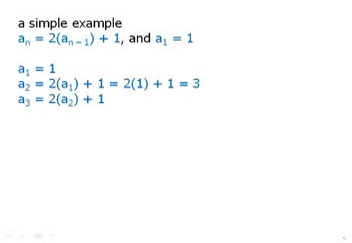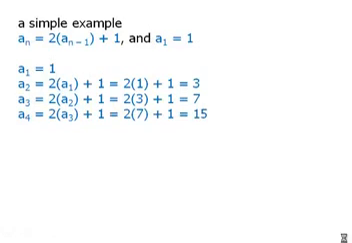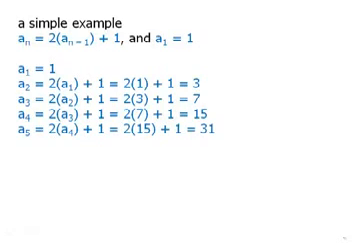The third term would be 2 times the second term plus 1. Well, that's 2 times 3 plus 1, which is 7. The fourth term is 2 times the third term plus 1. So this would be 2 times 7 plus 1, that's 15. The fifth term would be 2 times the fourth term plus 1. So this should be 2 times 15 plus 1. This is 31.